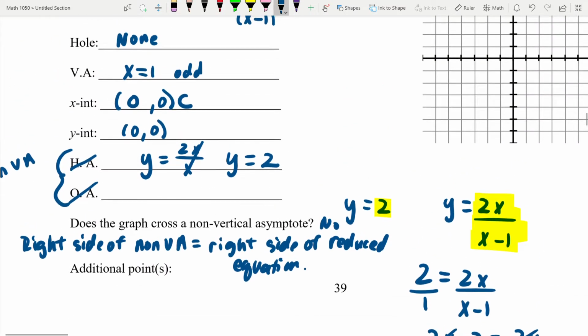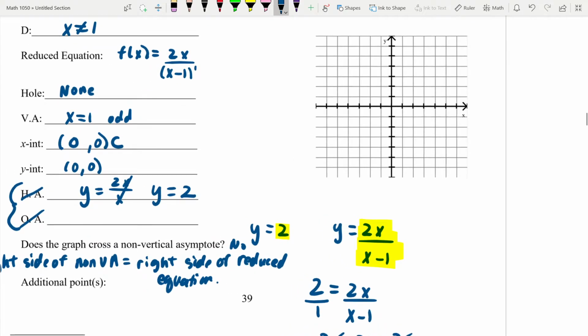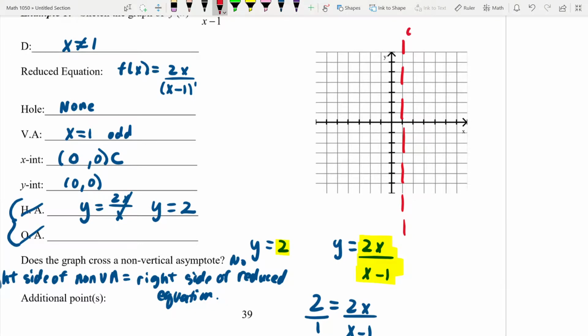Let's go to the graph. Take your red marker and draw a vertical asymptote right there at x equals 1. Dash it, and up above it, write the word odd. This is what I need you to understand. I'm going to have two pieces to my graph, one on the right of that vertical asymptote and one on the left. So right now I know I have 2. My non-vertical asymptote is y equals 2. Everybody come up to 2 and draw a horizontal asymptote right there.